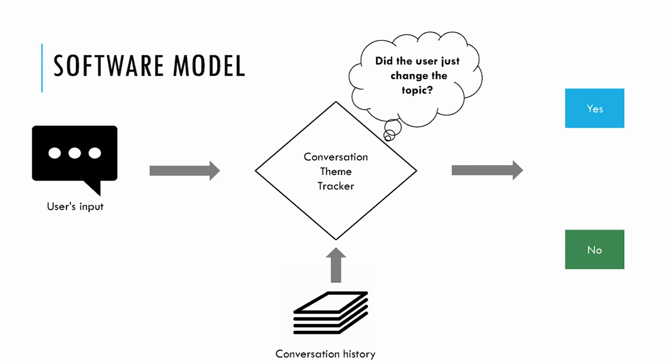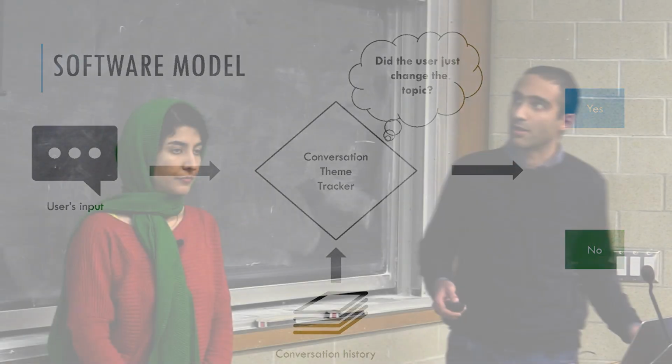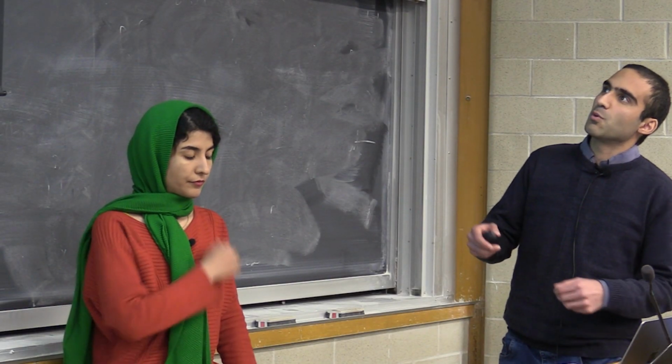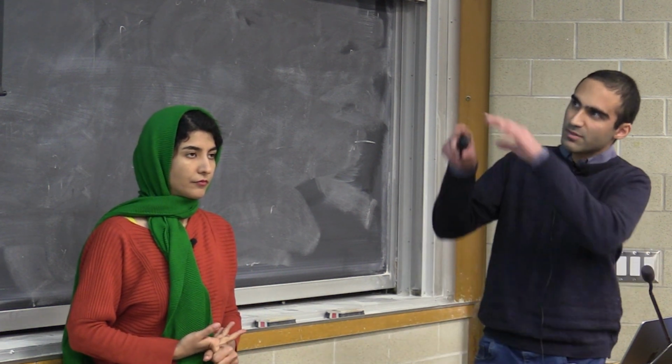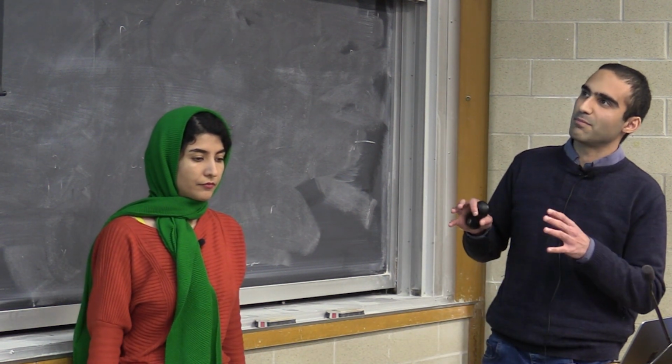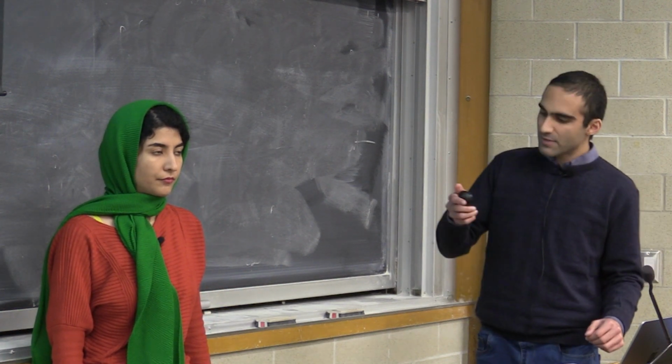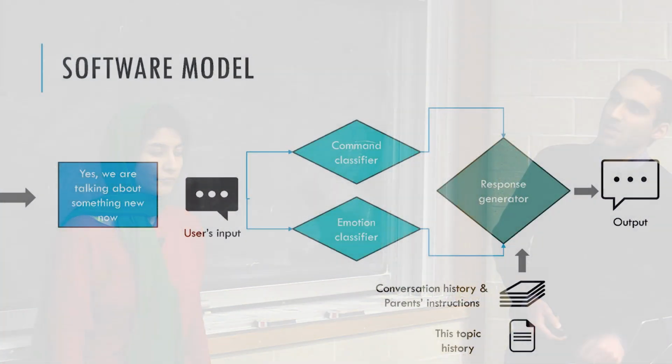This is the architecture of our model. The user's input is given to the first subsystem of our model, which is the conversation theme tracker, which is responsible for finding out whether the recent user input changed the topic of the conversation or not. This is very important because we want to know, for example, whether the user is seeking a new advice, wants to play a game, or is asking questions about the previously told story. All of these are functions which prompt GPT to get an answer. So if the answer is yes, we are talking about something new.